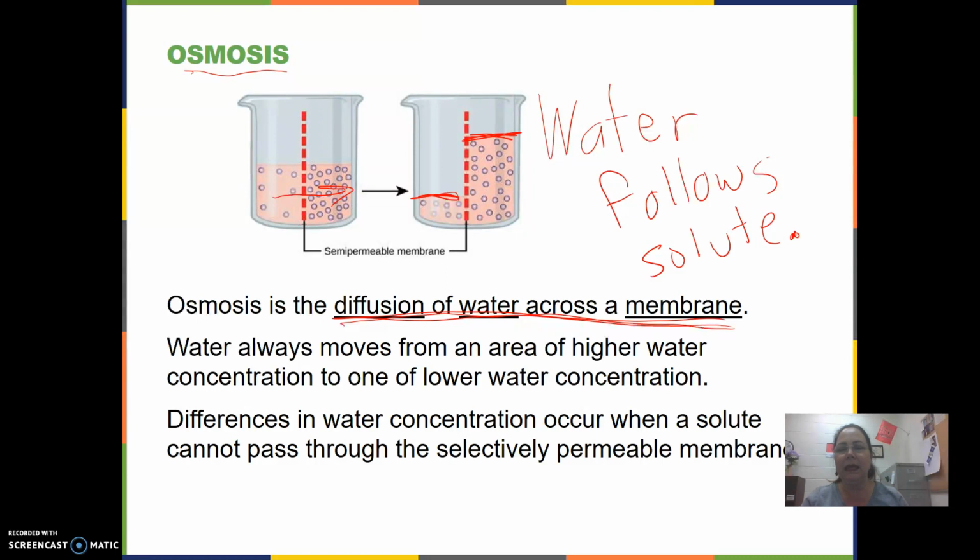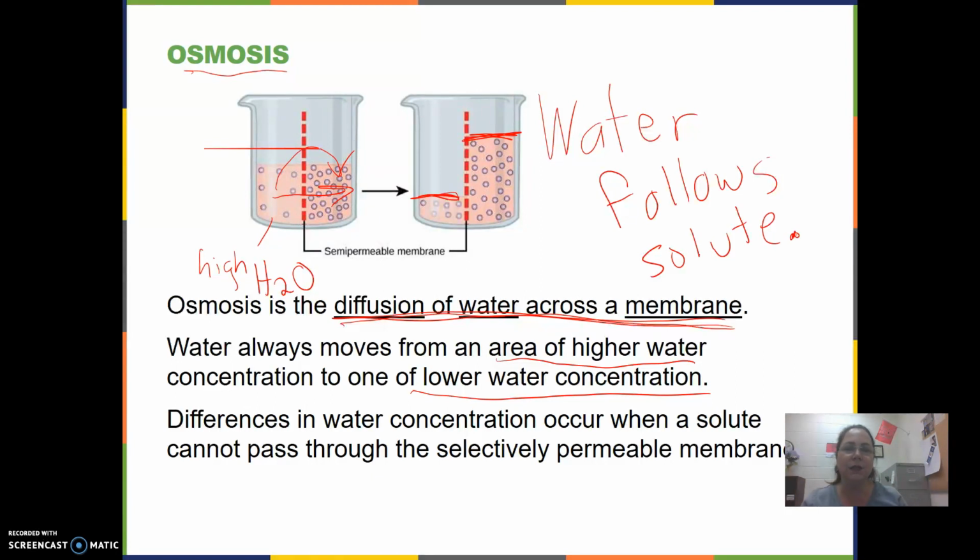So here it says water moves from an area of higher water concentration to lower water concentration. This is another way of looking at it. Where do you have the highest water? You have the highest water on the left side. So water is also going to move from where water is high to where water is low. And that's another way of looking at it.